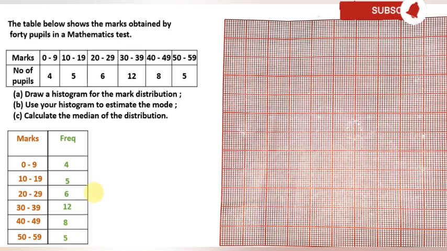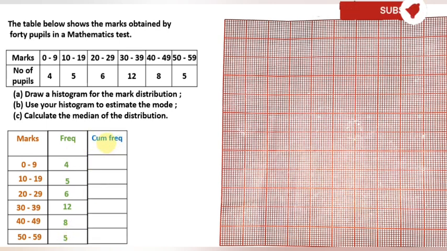Okay, so the next column is going to be that of the cumulative frequency. So the cumulative frequency is the sum of these numbers. So we start with the first number here, since there's no number before this. So this is going to be 4. Then we're going to have 4 plus 5, that is 9. 9 plus 6, that is 15. 15 plus 12, that is 27. 27 plus 8 is 35. 35 plus 5 is equal to 40.